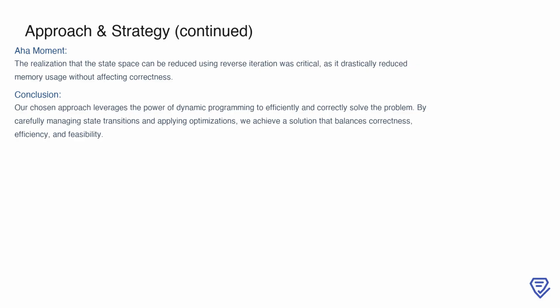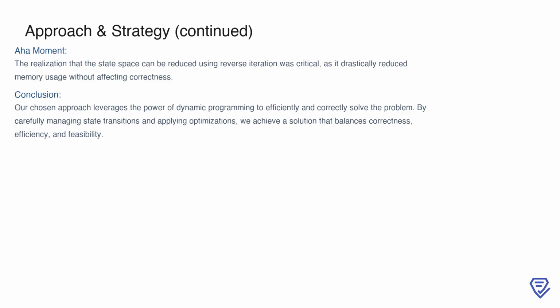This insight provided a crucial optimization, making the solution not only correct but also far more efficient in terms of memory. In conclusion, the chosen approach leverages the strengths of dynamic programming to solve the problem efficiently and effectively, balancing correctness, computational complexity, and feasibility. By carefully designing state transitions and applying space optimizations, we achieve a solution that addresses the problem's constraints while remaining practical for larger inputs.